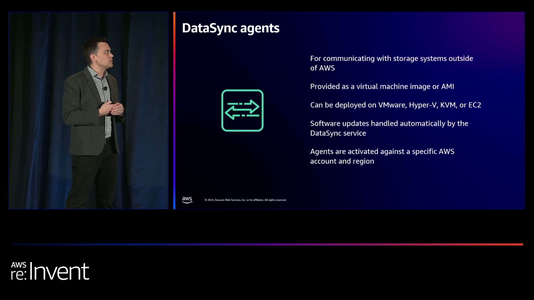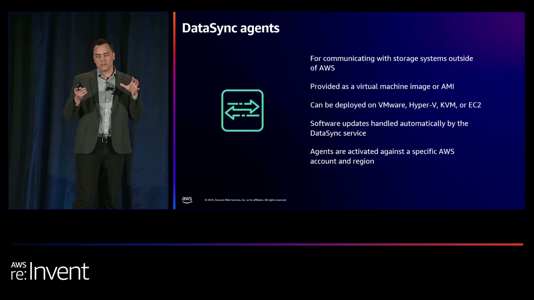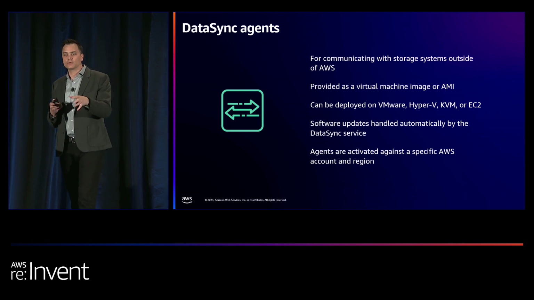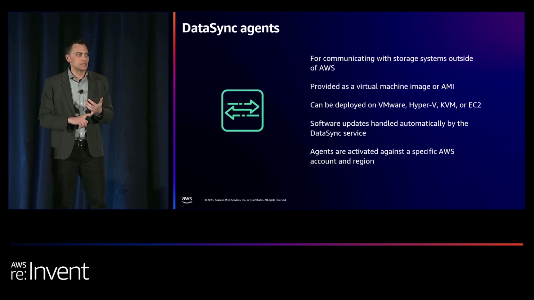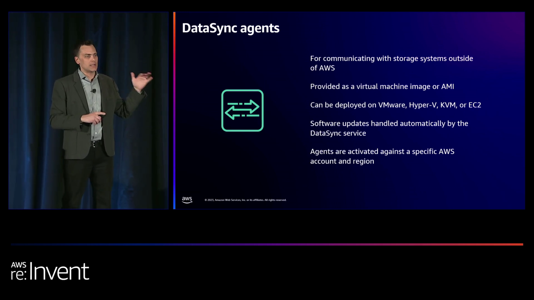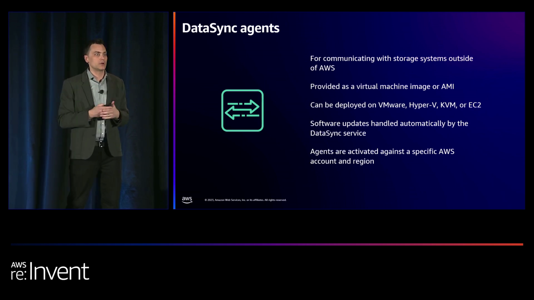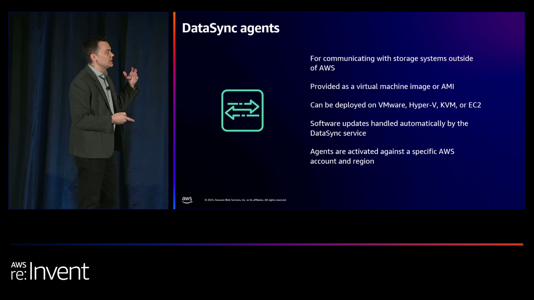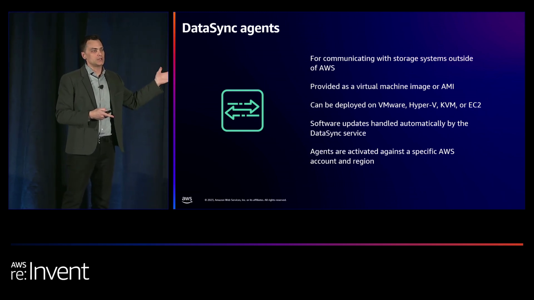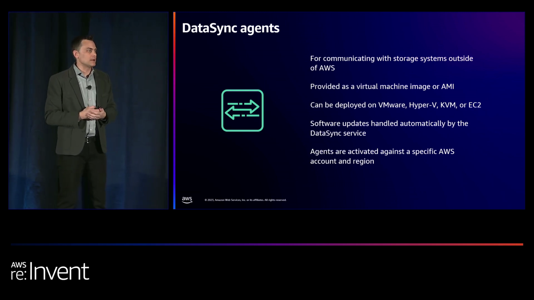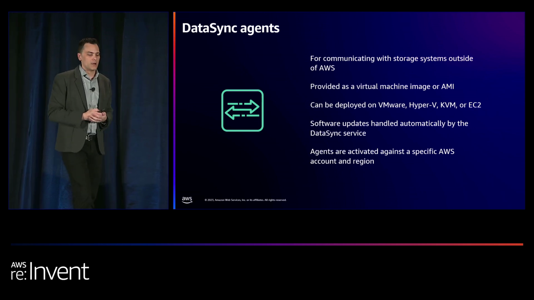And the basic way that you deploy an agent, you install a virtual machine, and then you activate that agent in a region and account where you're actually going to be using it, associated with your storage. So if you're copying to an S3 bucket, you would activate your agent in the region where that S3 bucket is located and your account that you would be using.